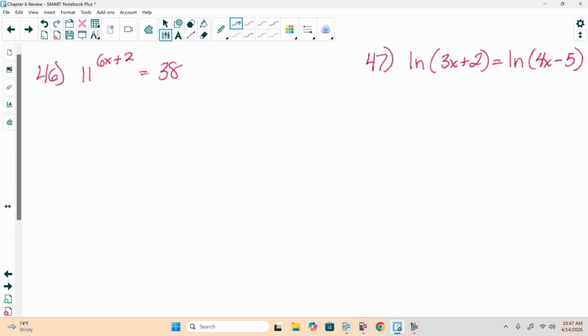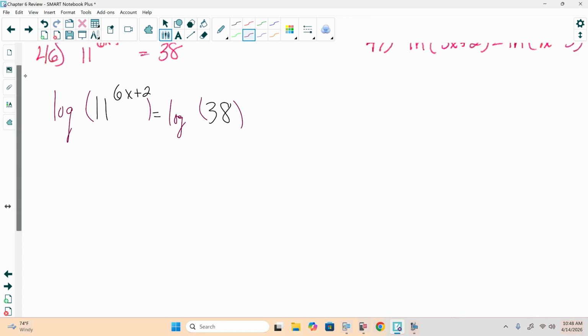Now, the first two that we did, 40 and 41, we could try to get the bases to be the same, but there's no way to rewrite 11 and 38 so that they are both the same base. And that's fine. We're going to do the exact same thing we did on the last one, and since the base that has the variable in the exponent is not e, we're going to use log. We're going to apply a log to both sides specifically.